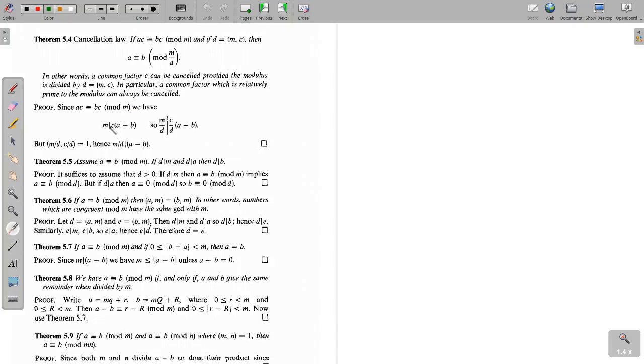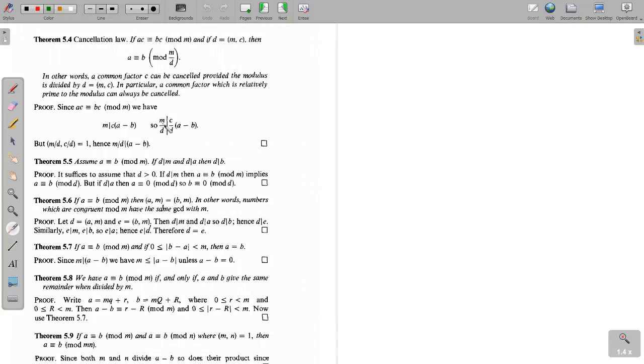Then we know that M by D divides C by D into A minus B, because D is the GCD of both M and C. So this D divides M and D divides C. So you can get M by D divides C by D into A minus B. But we know that since the GCD of M comma C is equal to D, this M by D comma C by D is relatively prime.